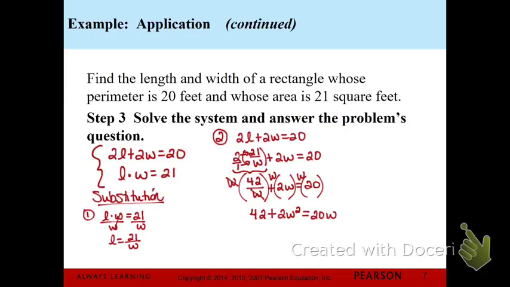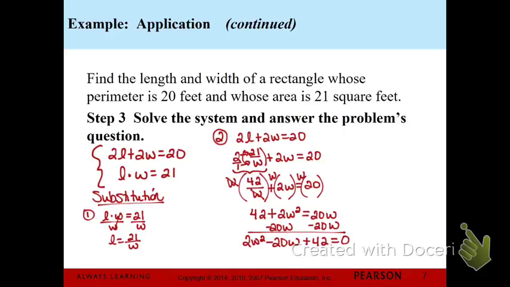Now what do we do anytime we have a variable squared and then the variable? It's a trinomial, so we need to set it equal to 0 so we can factor it. So let's move this 20W over. We're going to put them in descending order of the exponents. So 2W squared minus 20W plus 42 equals 0.